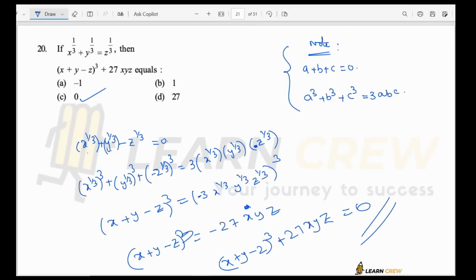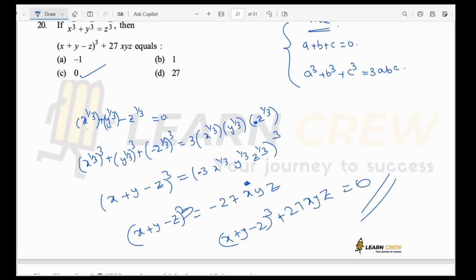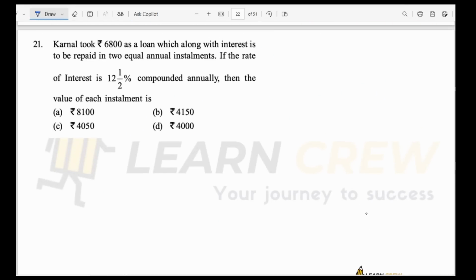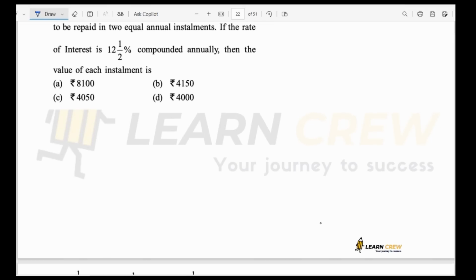Now next, question number 21. Colonel took 6,800 rupees as a loan, which along with interest is to be repaid in 2 equal annual installments. If the rate of interest is 12.5% compound annually, find the value of each installment.